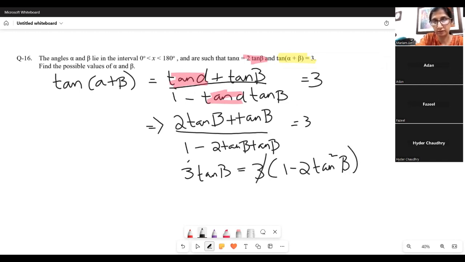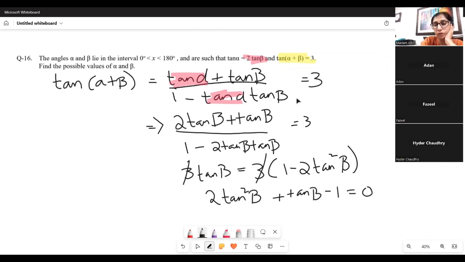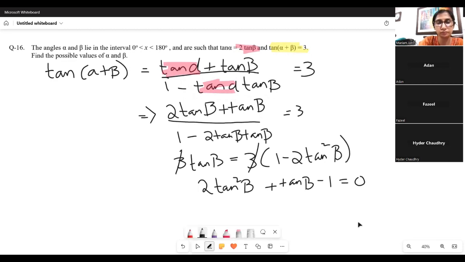For simplification, I'm going to cancel this 3 and this 3. So I have 2 tan square beta plus tan beta minus 1 equals 0, which is giving us a hidden quadratic equation. Let me just quickly confirm: 2 tan square beta plus tan beta minus 1 equals 0. Okay, so far so good. Now we're going to solve this hidden quadratic equation. Let tan beta equal y. So we have 2y square plus y minus 1 equals 0.